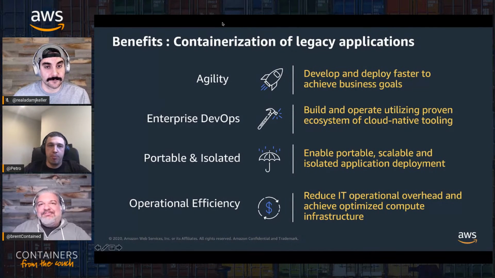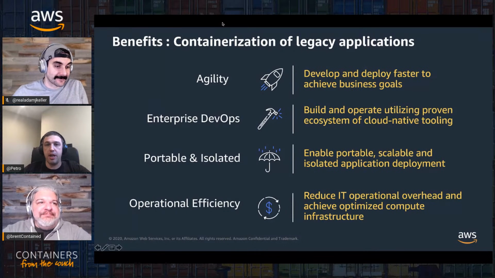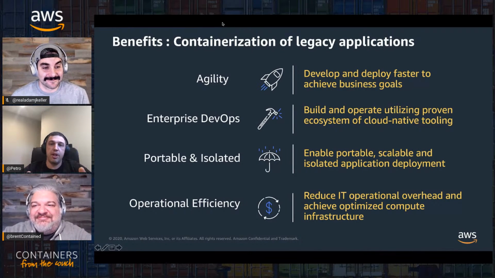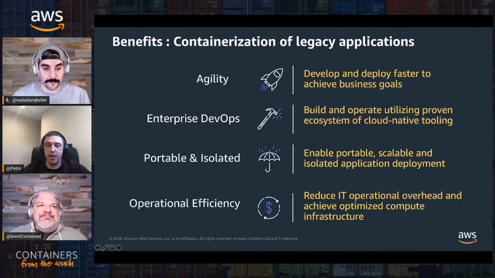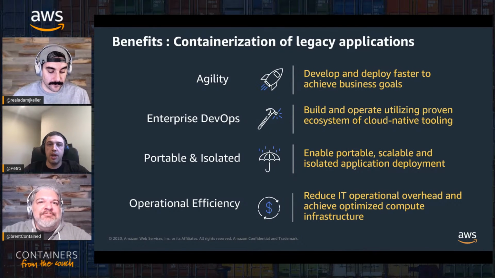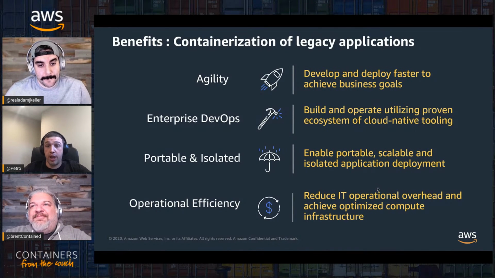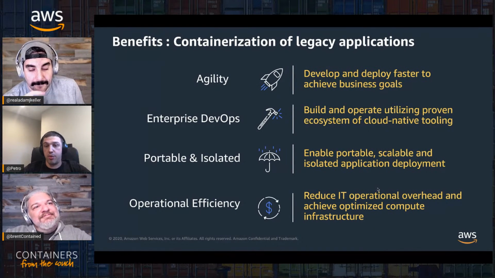So what benefits do we have when we containerize our legacy applications? First one is agility. We can develop and deploy faster, with this whole microservices concept. If an organization already has a CI/CD pipeline, it can integrate into existing tooling. Next, enterprise DevOps: they can use an already proven ecosystem of cloud native tooling. Then we get portable deployment, which can now be easily moved, instead of, as you mentioned, being stuck with some server which nobody knows about. We can also reduce operational overhead, because somebody needs to look over that legacy server if the application is still valid and important. And we can optimize compute infrastructure.